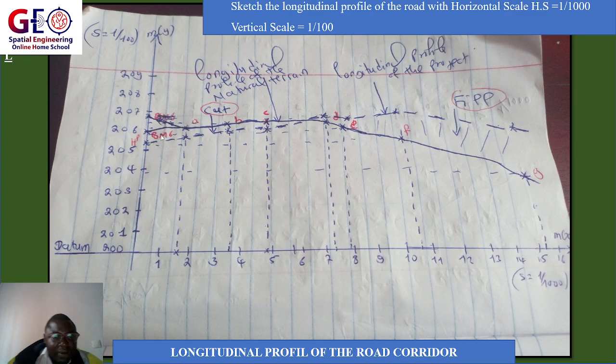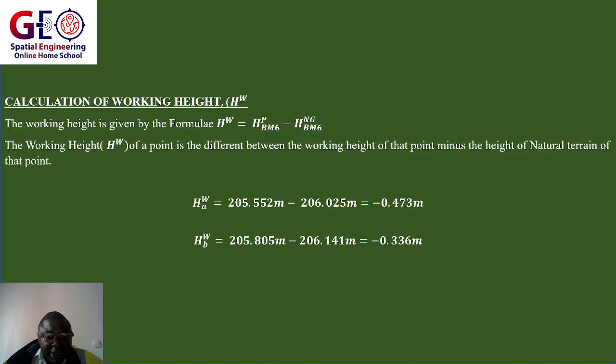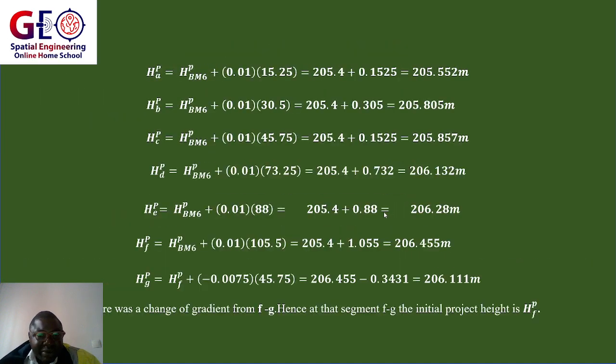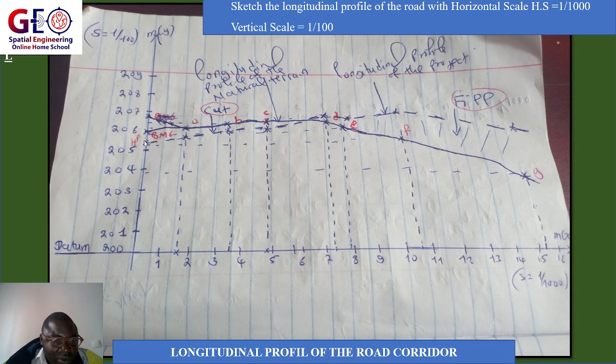Now let's represent point A. Remember the height reading of the natural ground on point A. Let's go back and see. Point A was 206.025. That is slightly above 206. This 206.025 will fall somewhere here, but the distance from BM6 to A was 15 point, yeah, it was 15 point.